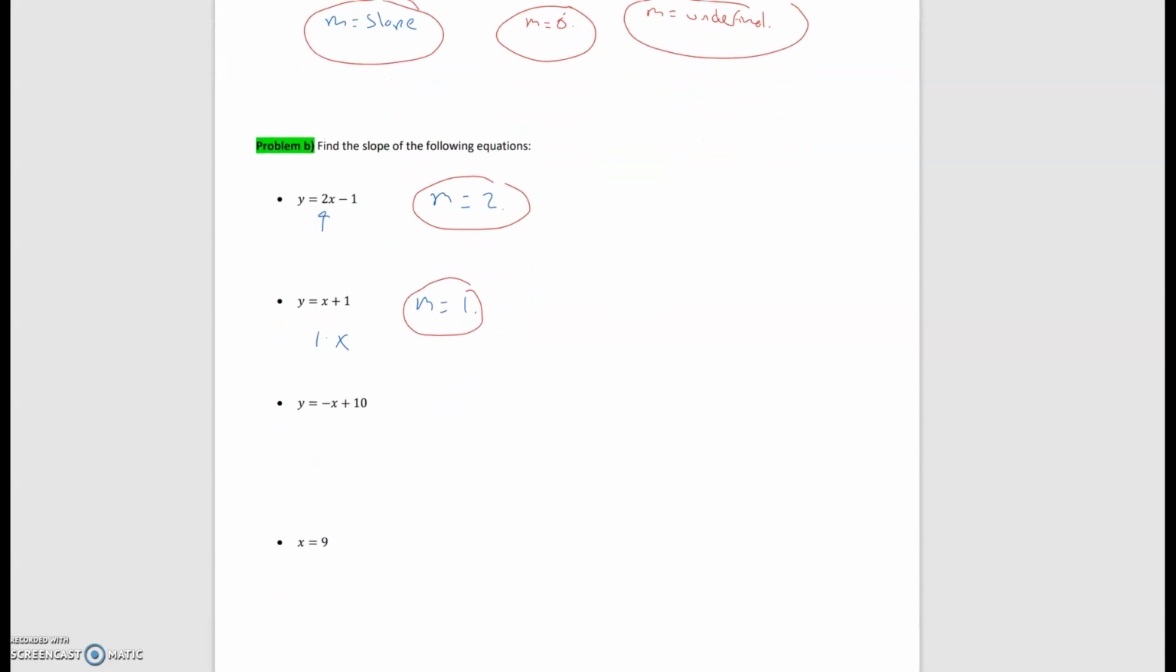Now, notice the difference on the next one. You technically have a -1 times the x. So in this scenario, we would say that the actual slope is equal to -1.